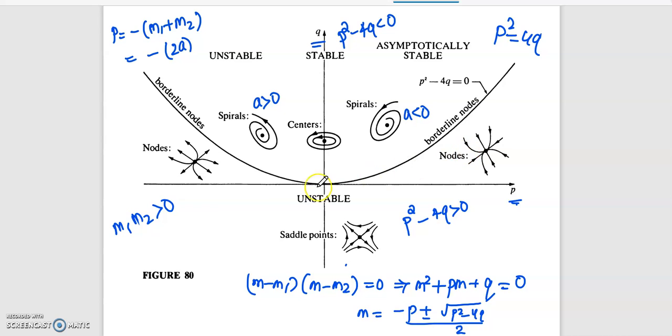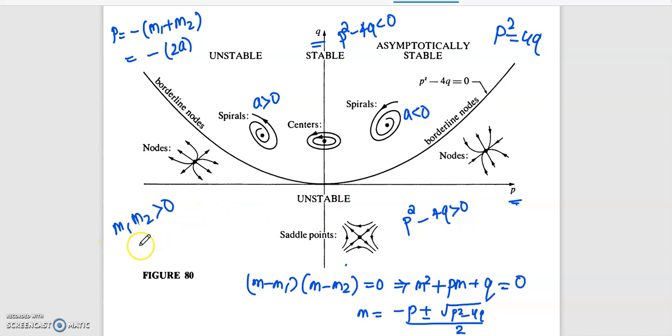And again, when the roots have the same sign, we can get a node. So if the roots have the same sign and are negative, in that case we will get asymptotically stable. So it will come in this first quadrant. And similarly, if m1 and m2 have the same sign and both roots are positive, in that case the nodes will be in the outward direction, so it will be unstable in that case.